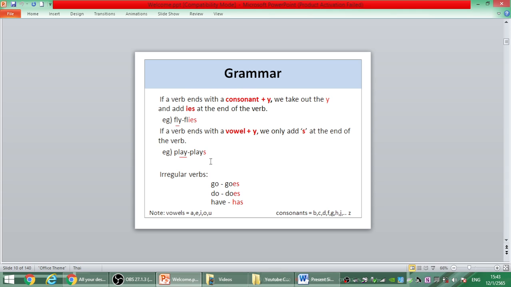Okay, before we look at this part, let's have some clarity on vowels and consonants. Vowels are the letters A, E, I, O, U, and consonants are all the rest of the letters of the alphabet.